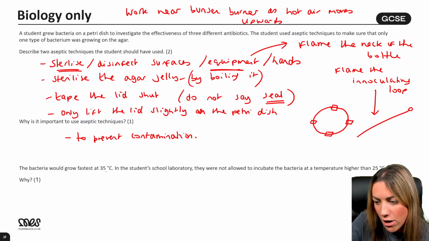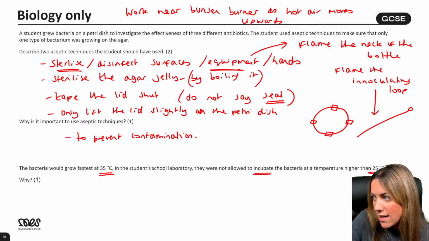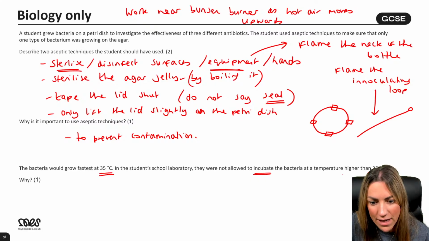Right, bacteria would grow fastest at 35 degrees Celsius, but in the student school laboratory, they were only allowed to incubate the bacteria at a temperature no higher than 25. Explain why.